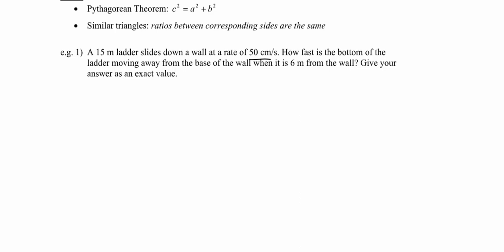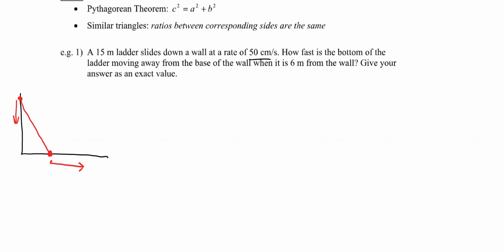I'll draw a picture so we can see what's happening here. So here's our wall, and then our ladder, from here to here. What's happening is the ladder is falling down the wall, and at the same time, you can picture that the base of the ladder would be moving away from the wall, in that direction. So when it says when it's 6 meters from the wall, that 6 meters is changing. That's a specific time.